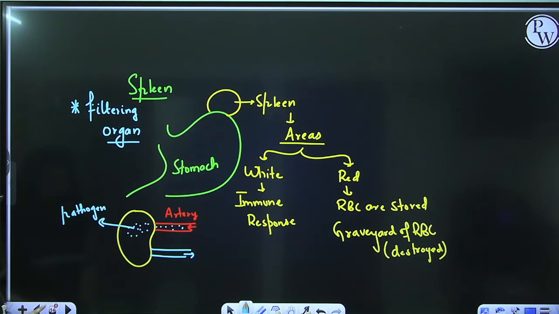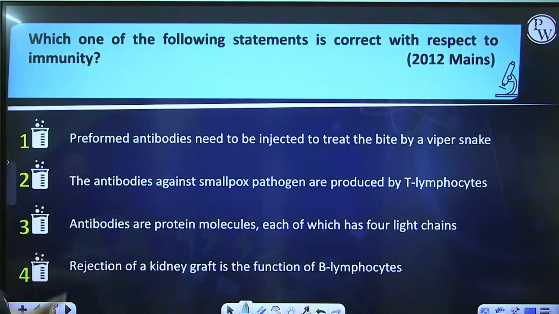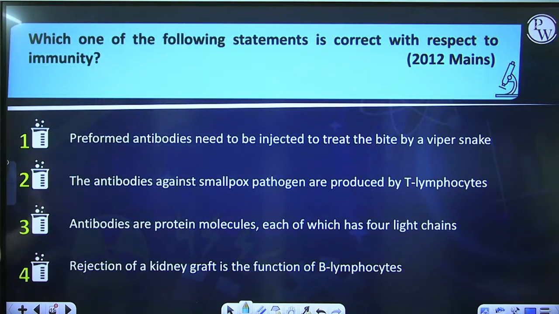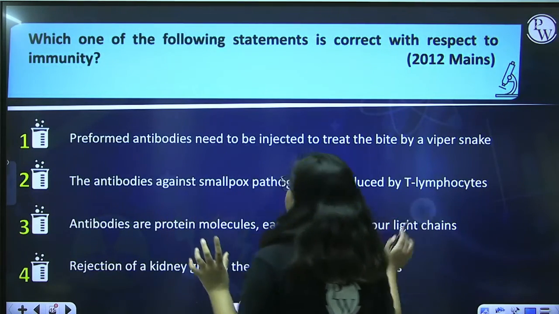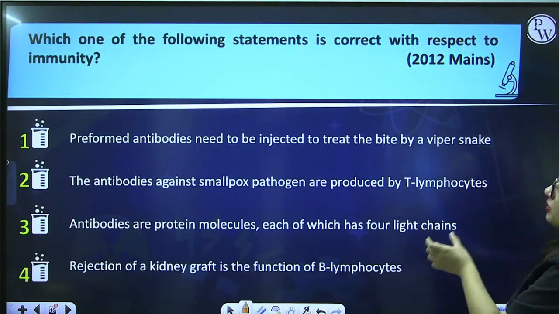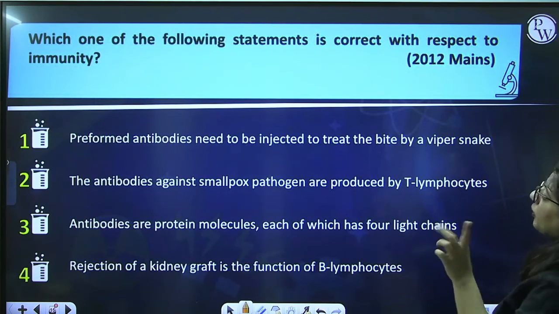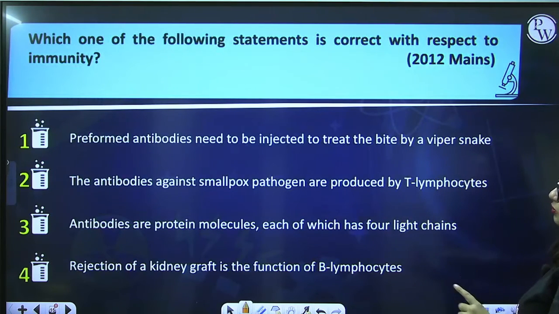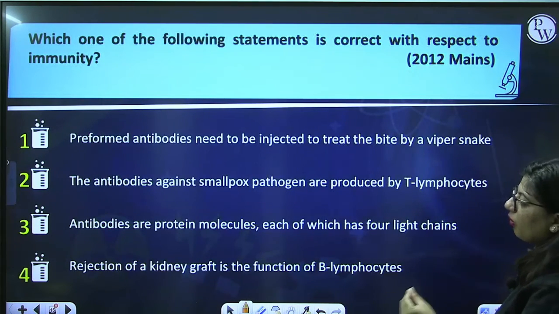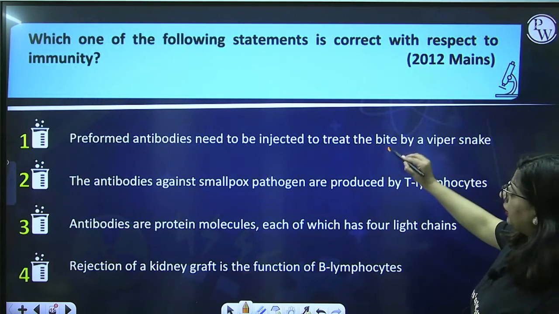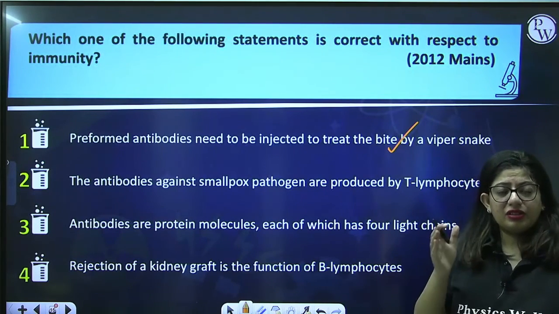Okay, so that's about your lymphoid organs, and let's solve some important PYQs. First, which one of the following statements is correct with respect to immunity? You have to tell which is absolutely correct. Preformed antibodies need to be injected to treat the bite by a viper snake. Antibodies against smallpox pathogen are produced by T lymphocyte. Antibodies are protein molecules, each of which has 4 light chains. Rejection of kidney graft is a function of B lymphocyte. First is absolutely correct.